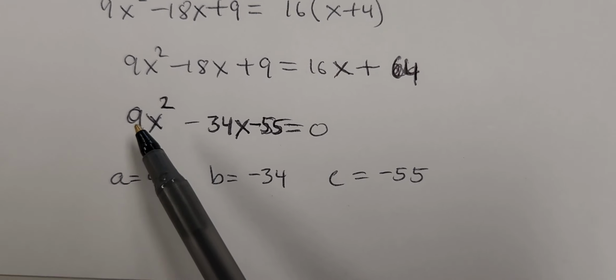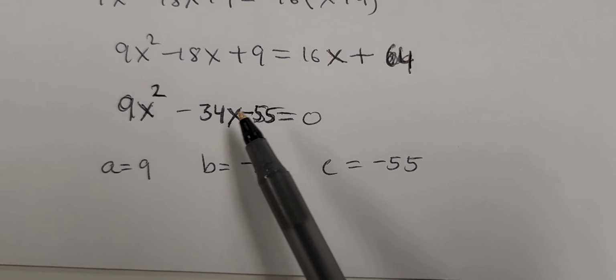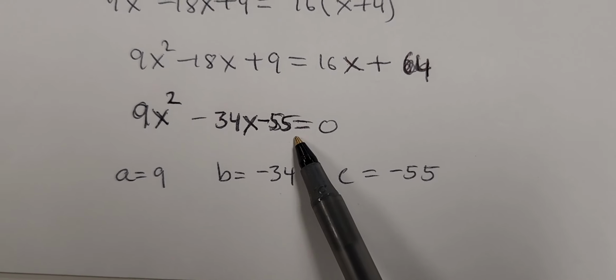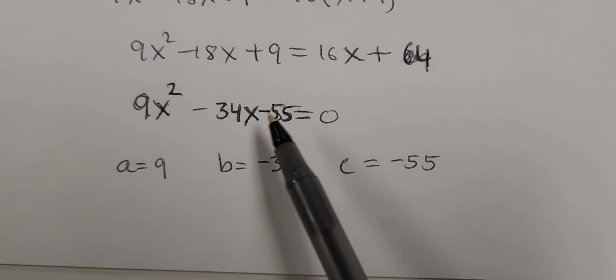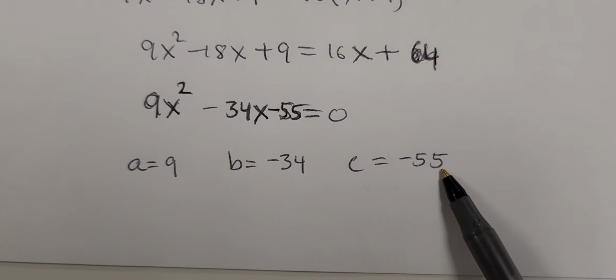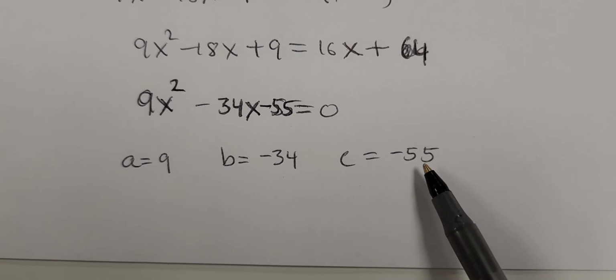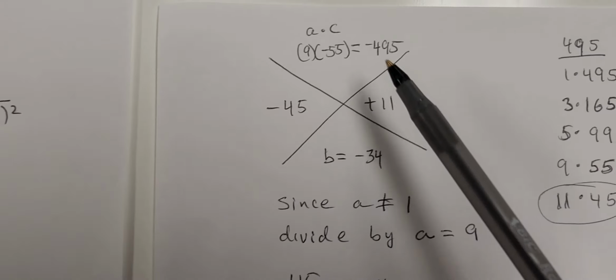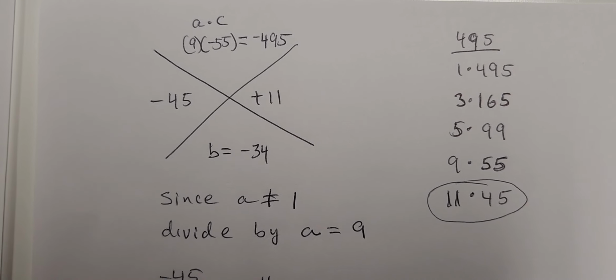Now I have a trinomial. This is A, this is B, this is C. Again, this is a trinomial, A, B, C. So A is 9, B is negative 34, C is negative 55. I'm going to use these to make the x, so I can factor the trinomial.